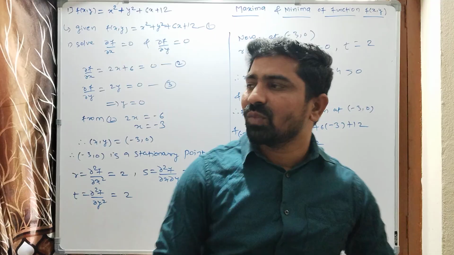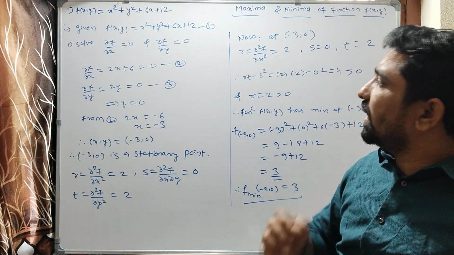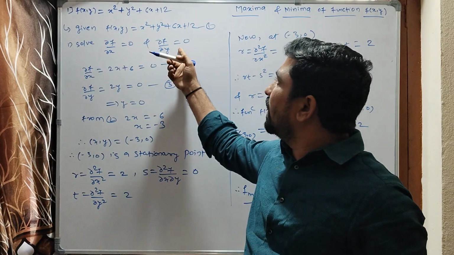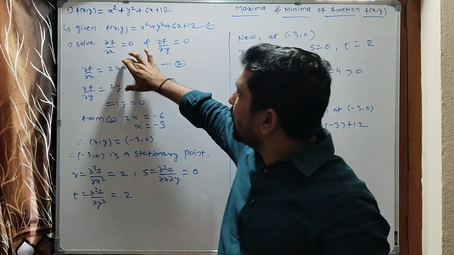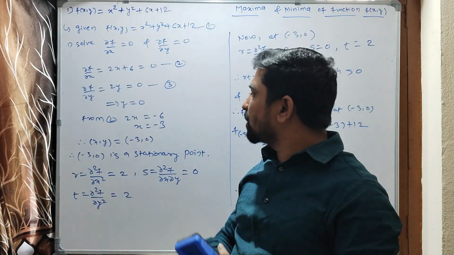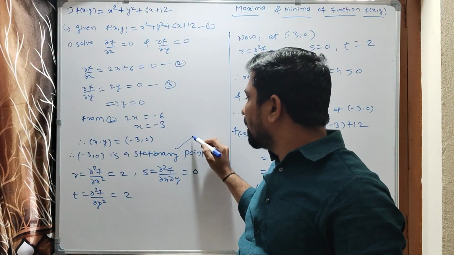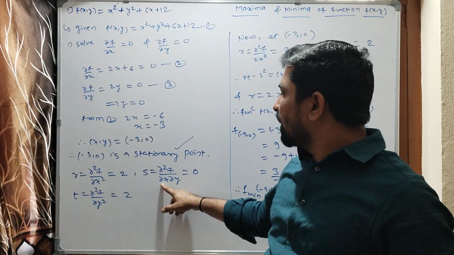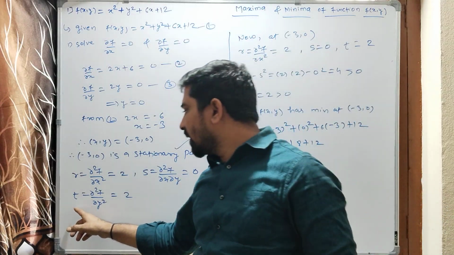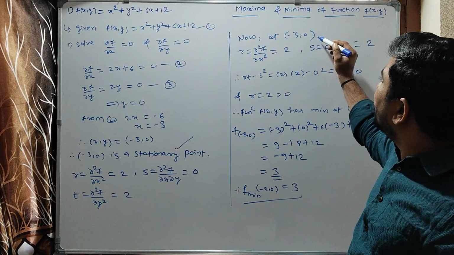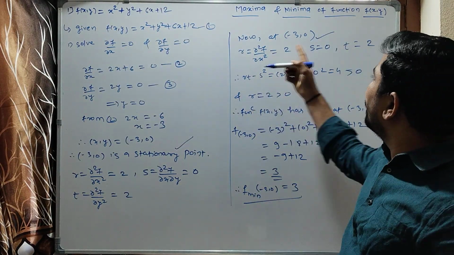In this way we can solve. First of all, we have to solve dou f by dou x equal to 0 and dou f by dou y equal to 0. With this system of equations you will get the pair x comma y, which is your stationary point. After that, find r equal to dou 2f by dou x square, s equal to dou 2f by dou x dou y, and t equal to dou 2f by dou y square.